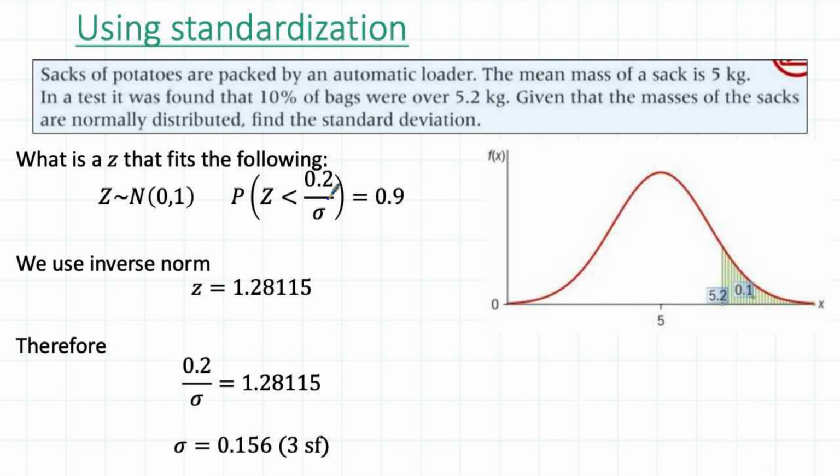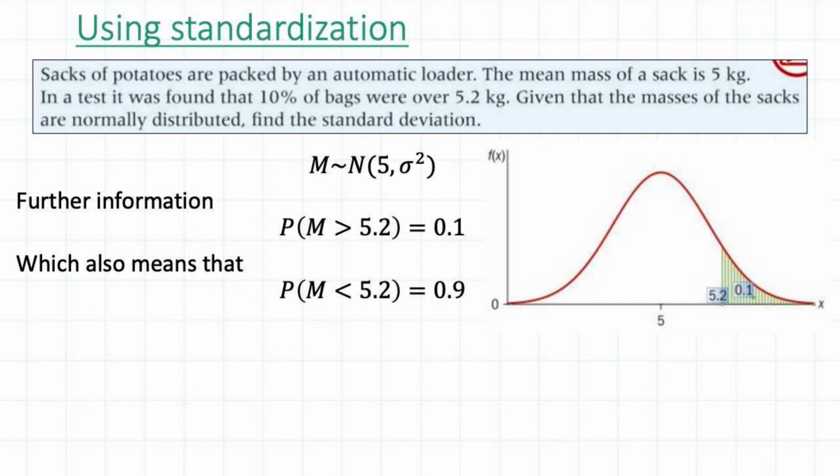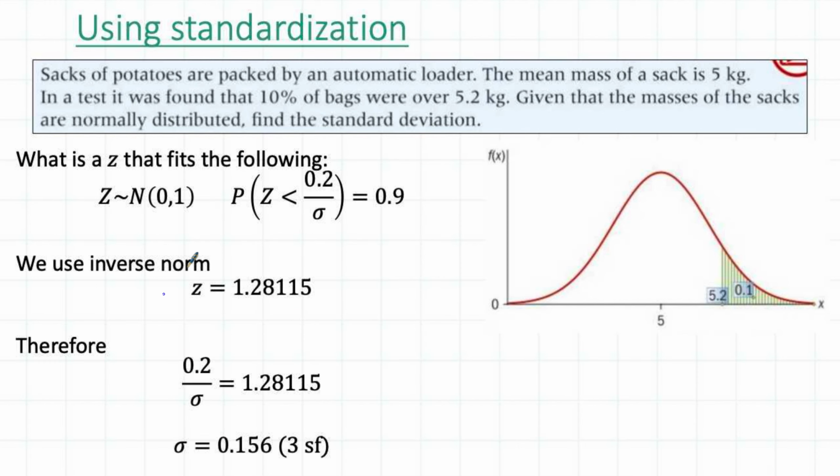In the previous examples, we actually had the number. Now we just have it as an expression, which is fine. But I know that less than this is 0.9. Where's the 0.9 from? It's from here. So we've converted the m to the z, we've converted the 5.2 to 0.2 over sigma, and we know that it's equal to 0.9. We know that the areas will still be the same if I convert it to standardize.